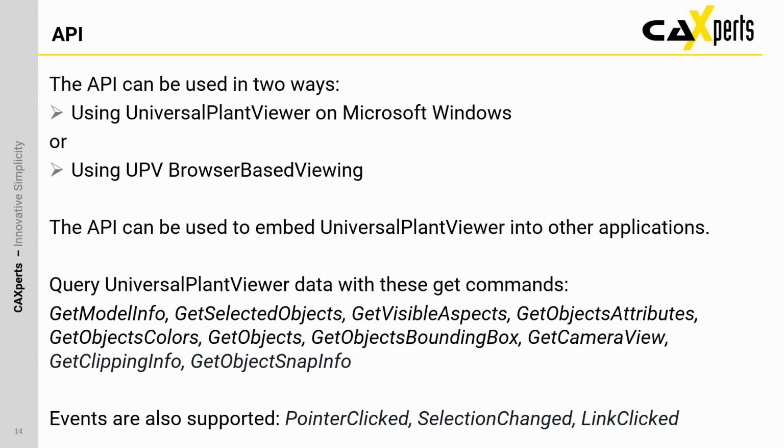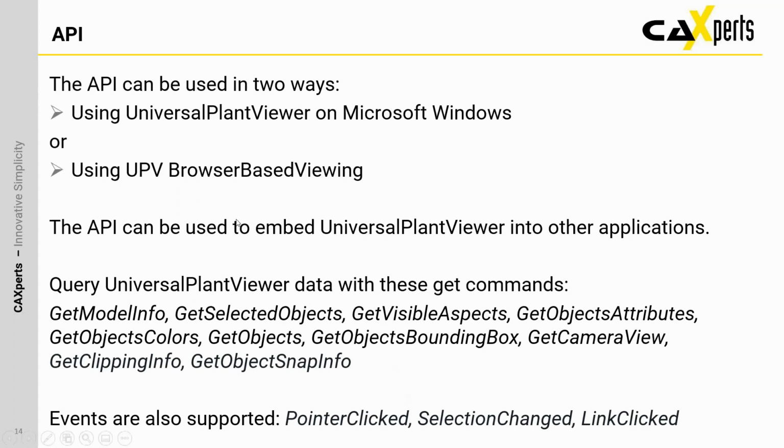And what can you do with the API? So obviously, one thing is that you can embed Universal Plant Viewer into your own application, regardless if this is a web or a Windows application. And from a command perspective, the API allows you to get more information from the viewer. So we have seen the commands from the DeepLinking. Those are all, let me call it, fire and forget commands. So you send the command and you don't expect to get a result out of it.